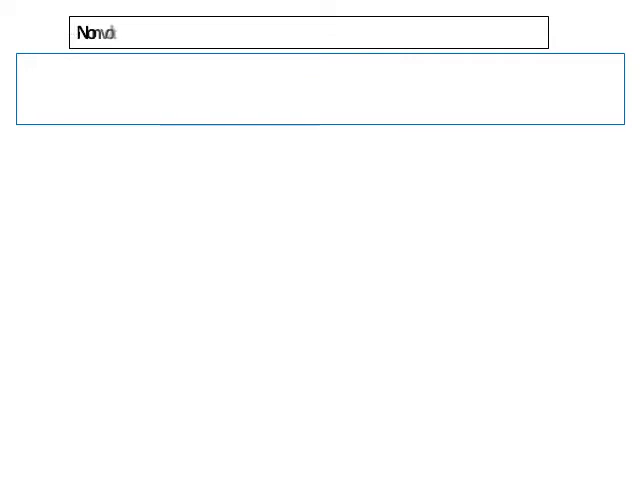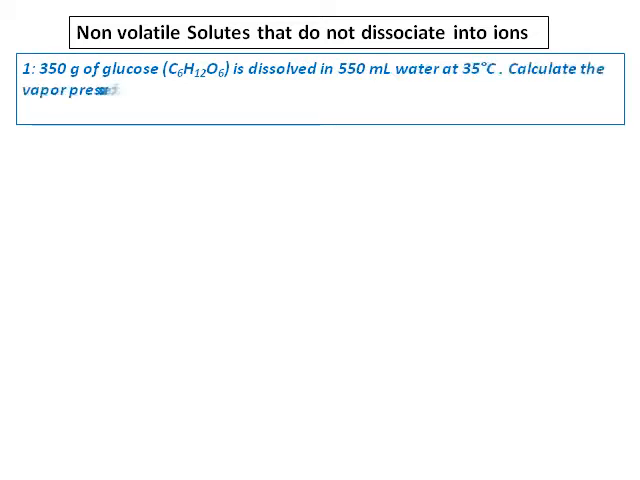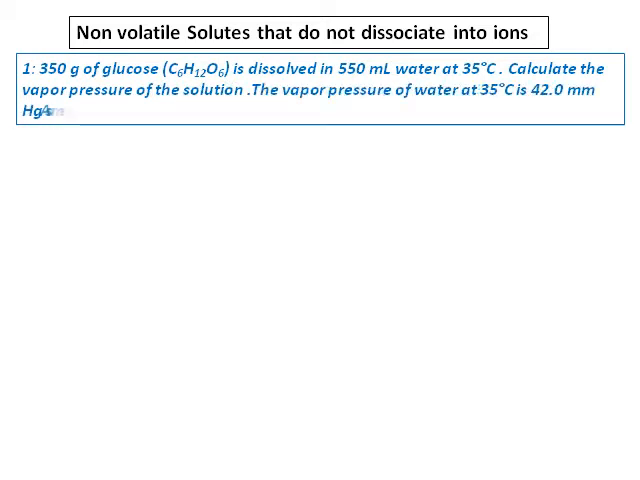We are going to do a question in which I am going to consider a non-volatile solute that does not dissociate into ions. What I mean by this is, there won't be any contribution from the solute to the vapor pressure. 350 gram of glucose is dissolved in 550 milliliter of water at 35 degrees Celsius. Calculate the vapor pressure of the solution. The vapor pressure of water at 35 degrees Celsius is 42 millimeter Hg. Assume density of water as 1 gram per milliliter.